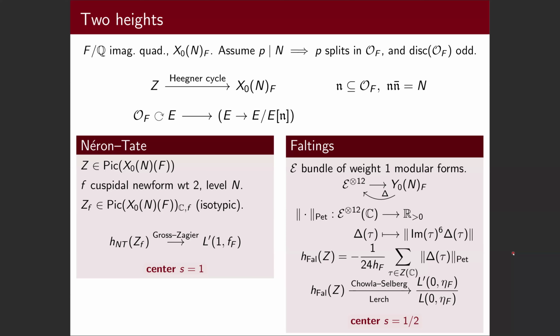Okay, so I presented these two heights here, and the talk will mostly be about the height on the right, the Faltings height. But I'd like to explain how both of these can be viewed from the point of view of arithmetic intersection theory.